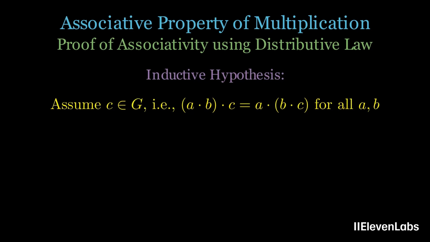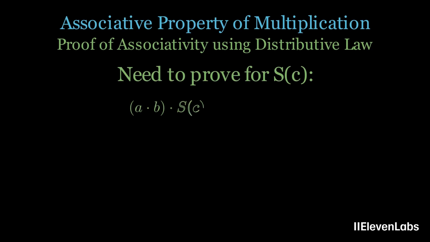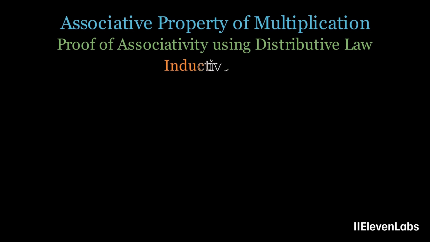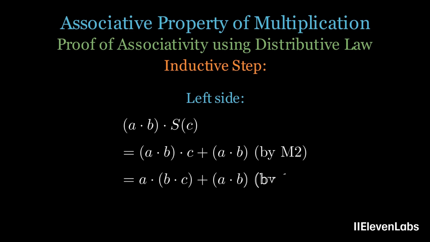Next, the inductive step. Assume that c is in G. We shall show that the successor of c, or S of c, is also in G, or (a times b) times S of c equals a times (b times S of c). First, let us evaluate the left-hand side. By using definition of multiplication, it is (a times b) times c plus a times b. In the next step, we use induction hypothesis and the expression is simplified.